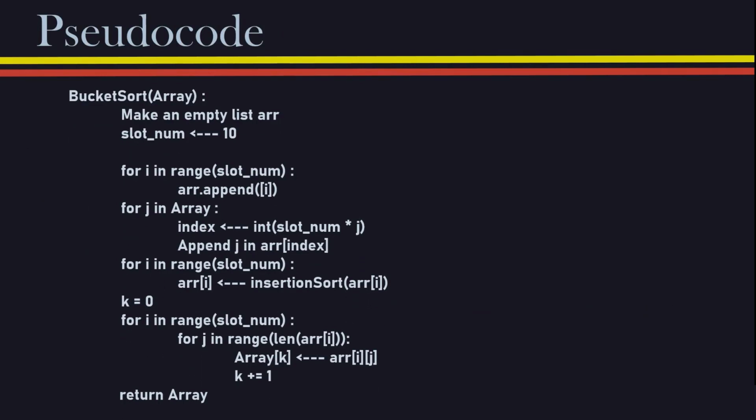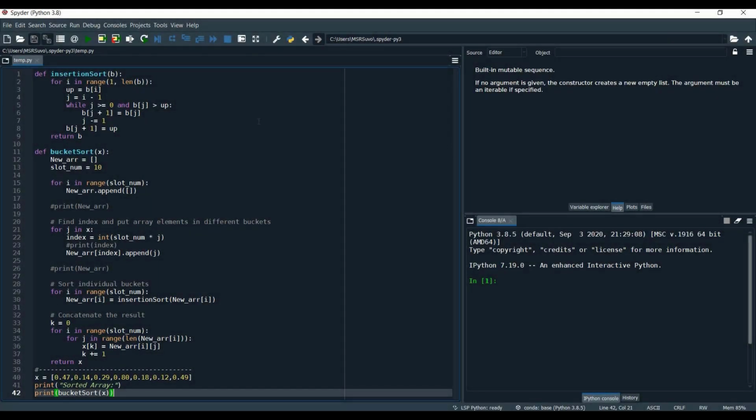This is the pseudocode for bucket sort algorithm. Let's take a look at how the complete code of this algorithm works. So here is the complete code of bucket sort. The first function here is for insertion sort, and this is our main function for bucket sort. We have taken an array that has the same values as the simulation.